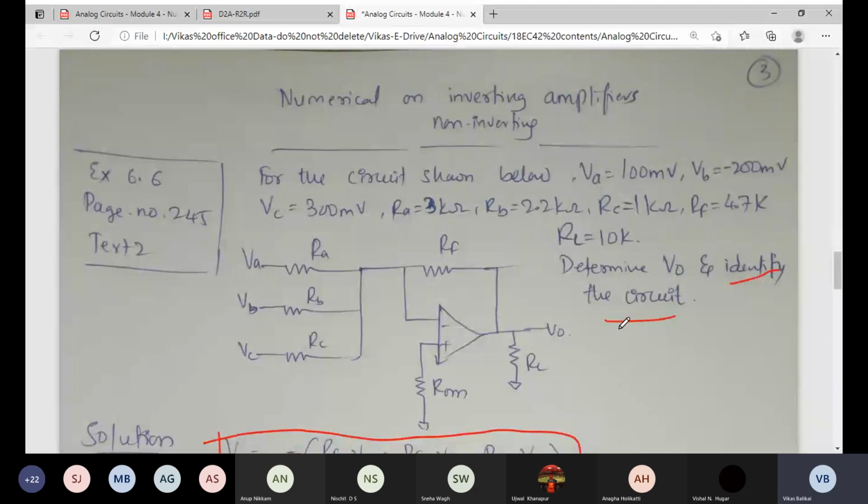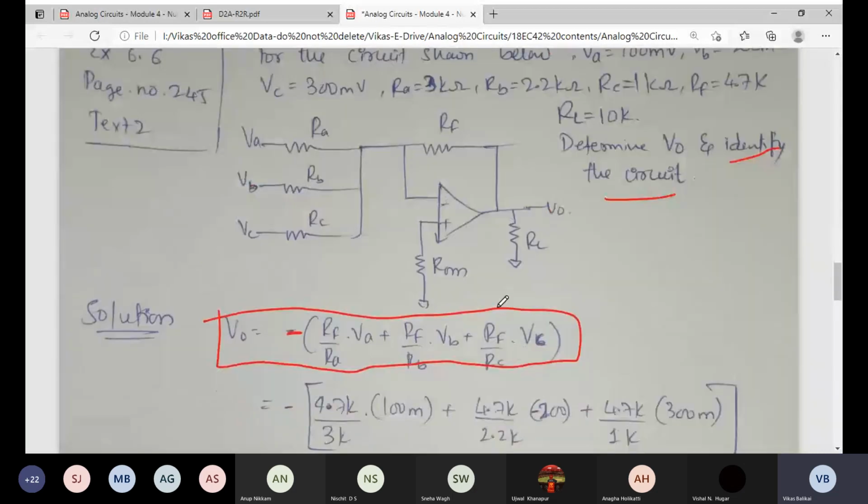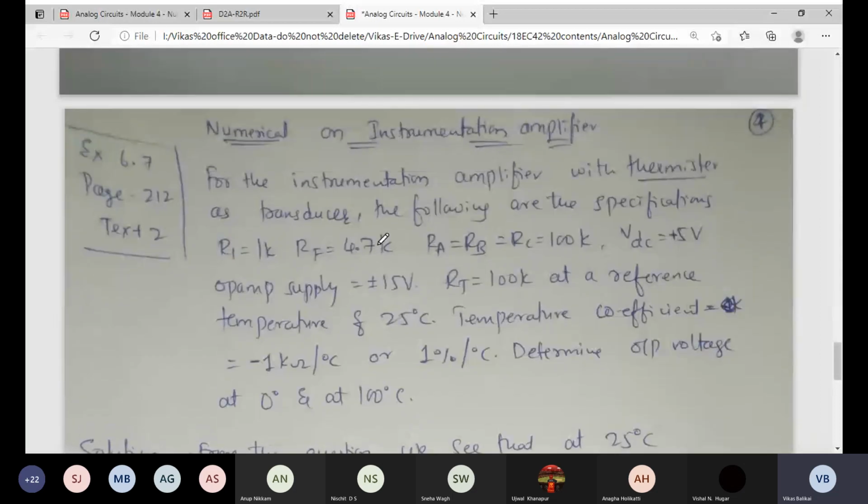And this identifies the circuit. The circuit is a weighted summer. So this was one problem. And finally, with respect to the instrumentation amplifier, I just want to highlight one problem.